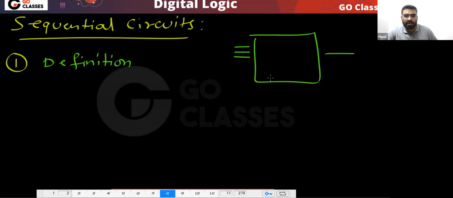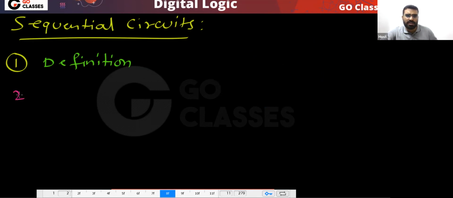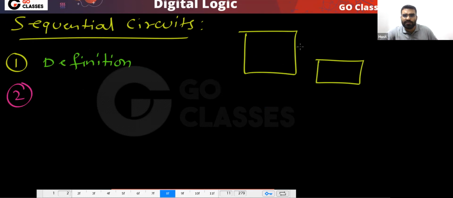So what is the definition of sequential circuit? A circuit in which the output depends on your latest input, your current input, and also on your previous output. This is the idea of sequential circuit. The next topic we studied was that a sequential circuit needs a memory element, so that we can remember the previous output, the previous history.